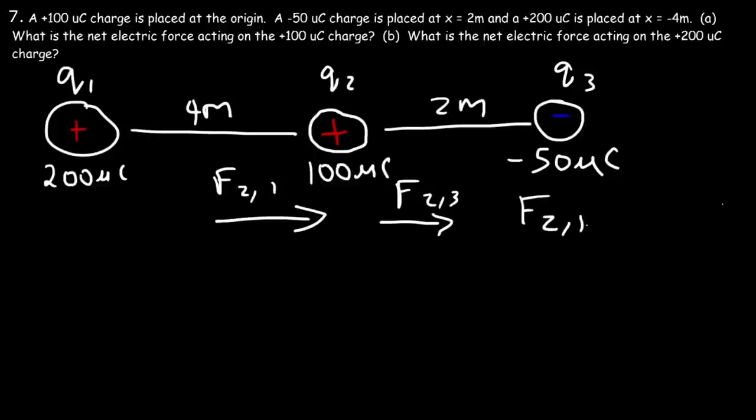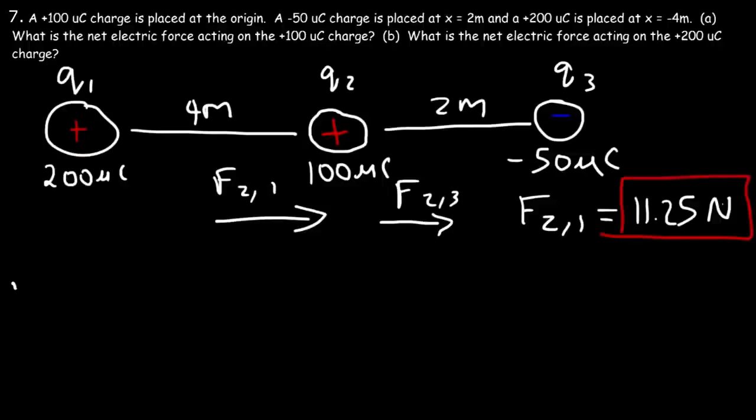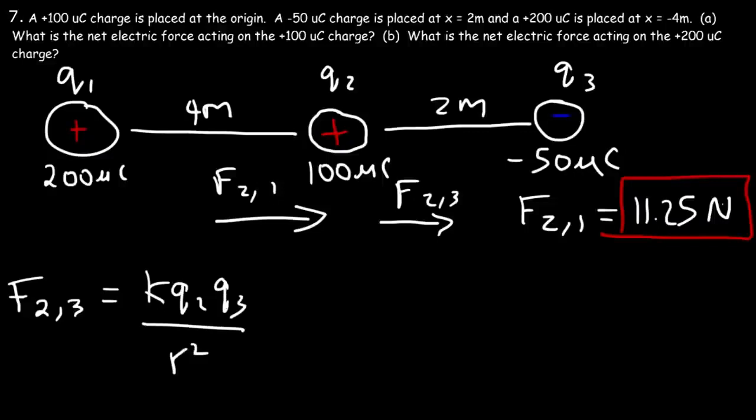So the force exerted on charge 2 by charge 1 is 11.25 newtons. So let's save that answer. We're going to use it later. Now we need to calculate the force exerted on charge 2 by charge 3. So that's going to be K Q2 times Q3 over R squared.